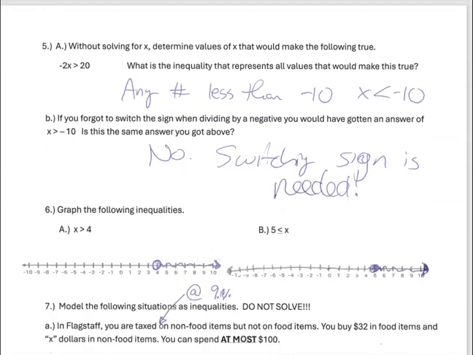On this one, it says without actually solving for x, what are values of x that would make this true? Well, negative 10 would be negative 2 times negative 10, which is positive 20. And 20 is not greater than 20, but any number slightly smaller than negative 10, so any number less than negative 10, would work. But when you solve it, if you forgot to switch your sign, then that would be saying any number bigger than negative 10 would work. So that didn't make any sense. That shows why you would have to switch your sign when you are multiplying or dividing by a negative.